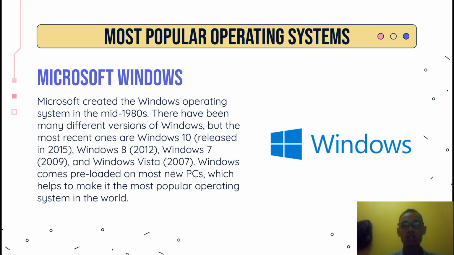Microsoft Windows. Microsoft created the Windows operating system in the mid-1980s. There have been many different versions of Windows, but the most recent ones are Windows 10, released in 2015, Windows 8, 2012, Windows 7, 2009, and Windows Vista, 2007. Windows is compatible with most new PCs, which helped to make it the most popular operating system in the world.